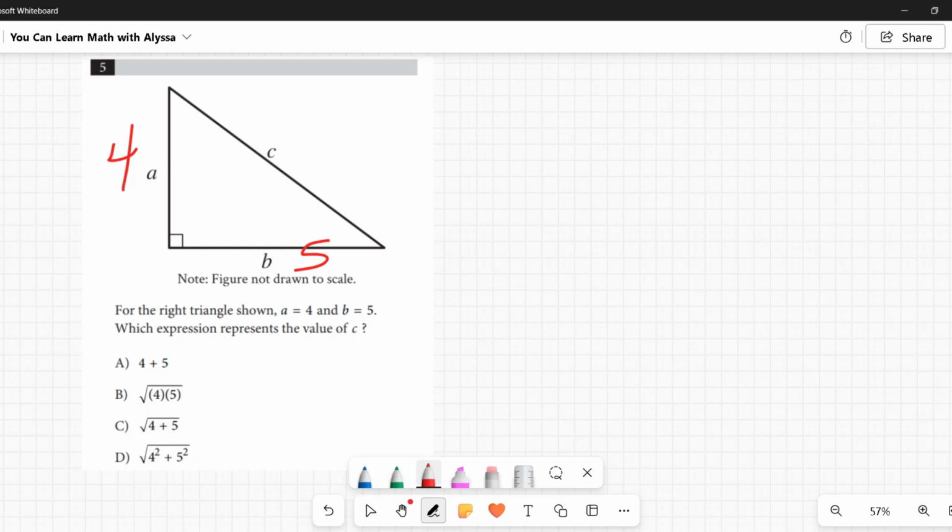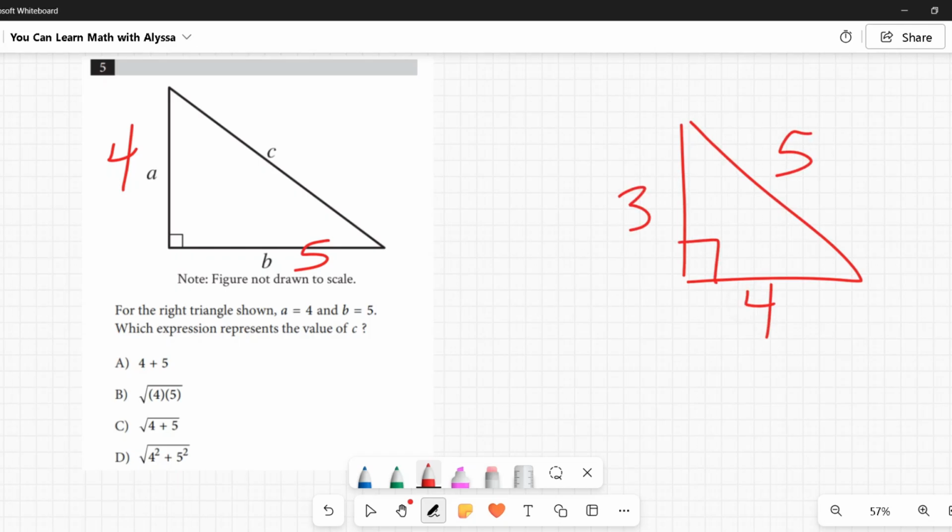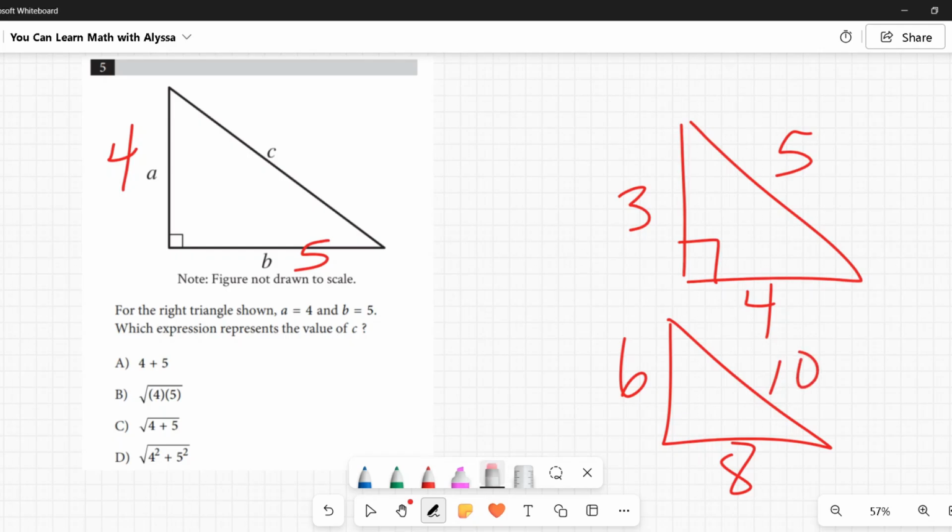Not going to lie, I was surprised by the answers that they gave here. I thought they would be trying to trip students up by making them think this was a 3, 4, 5 right triangle. This is a very common right triangle. It's this perfect little 3, 4, 5. They like using it a lot. Also multiples of this work, so 3 times 2, 4 times 2, 5 times 2. That also is a perfect right triangle.